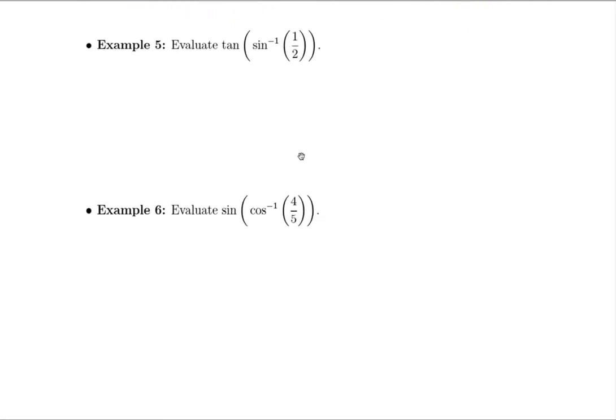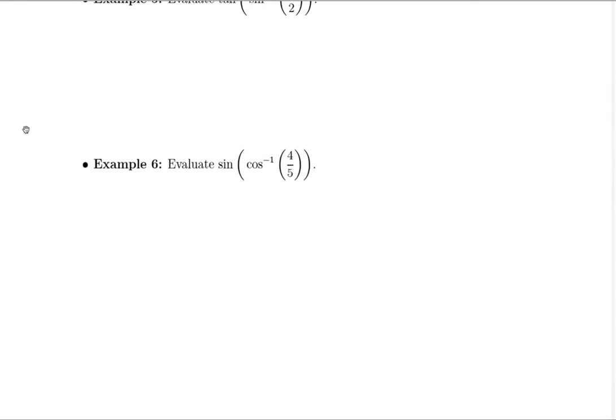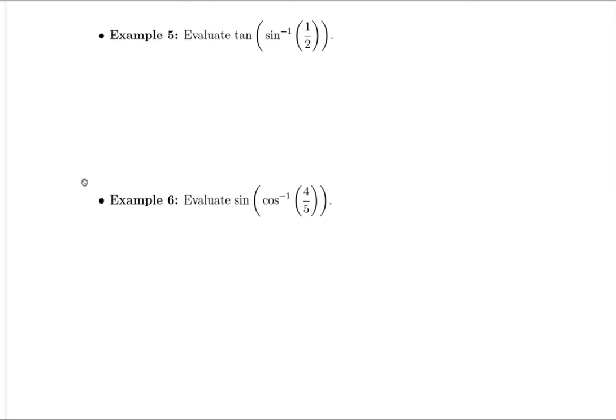Now let's do the composition in the other direction. The last few we've taken the inverse of a trig function. So now let's take a trig function of an inverse trig function. All right, so the first question is, if we have the sine inverse of a half, that is an angle.